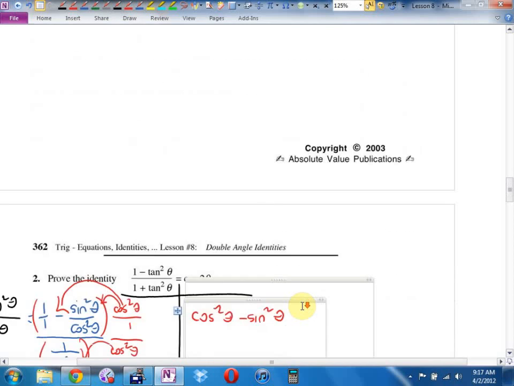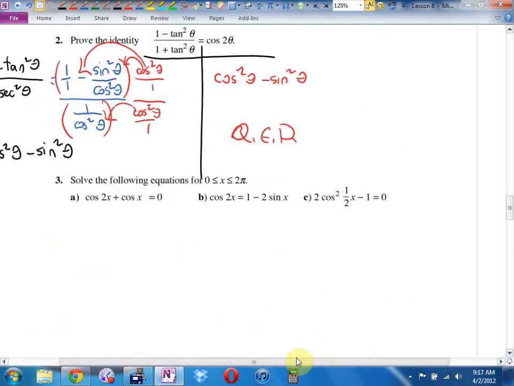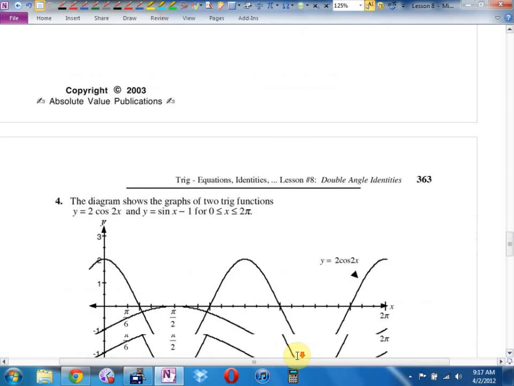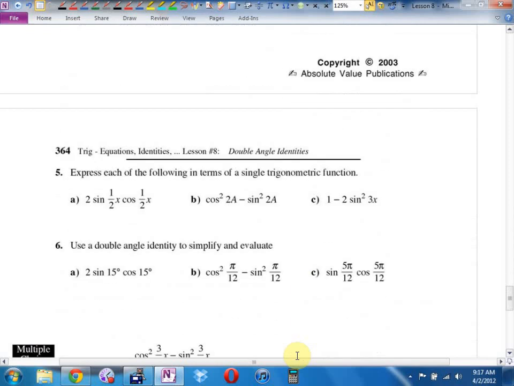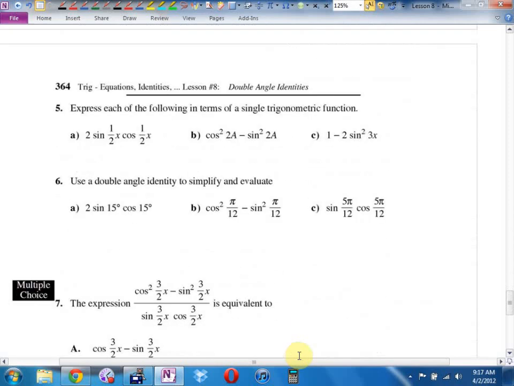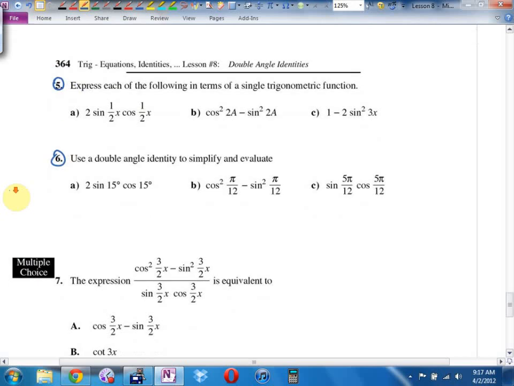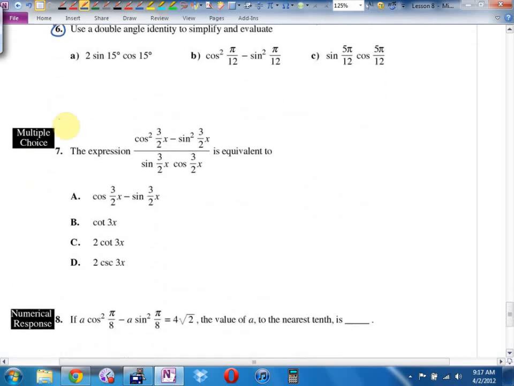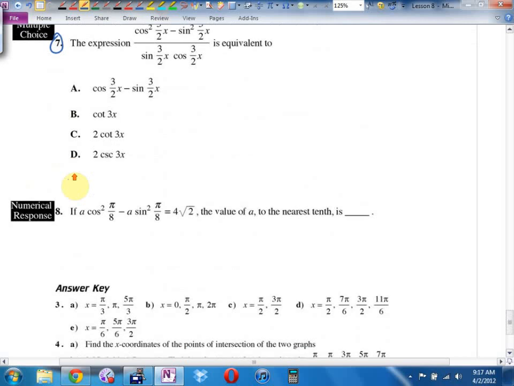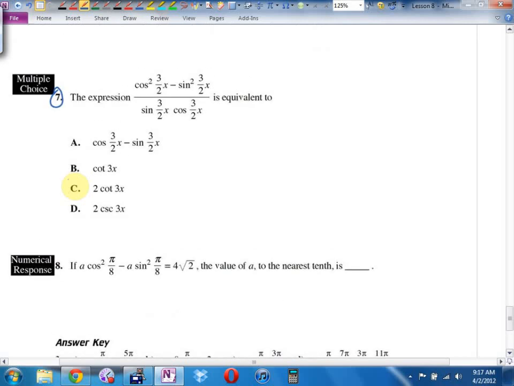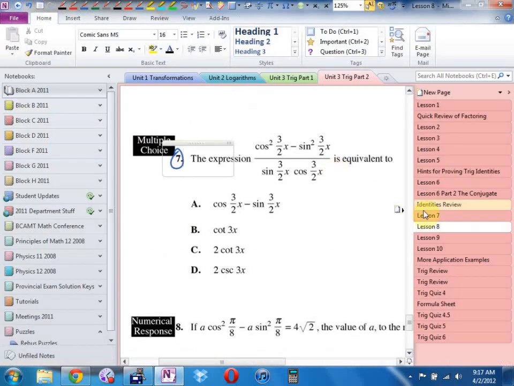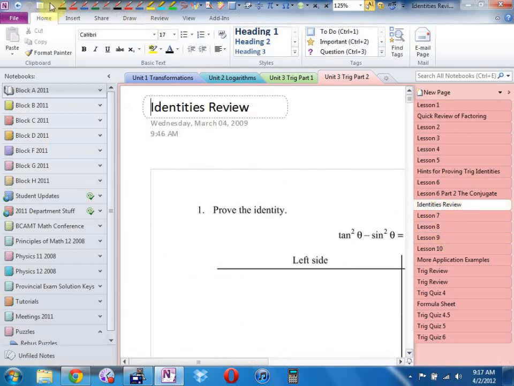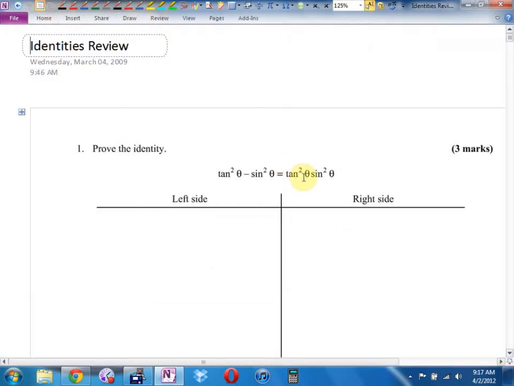Sure. So, homework. Page 364. Number 5. Number 6. Number 7. And on this identities review sheet, remember last day I said all the ones with a 2 theta you couldn't do? But now you can!